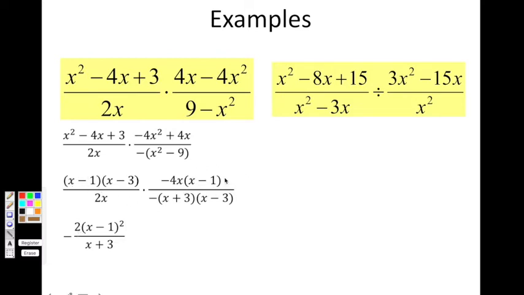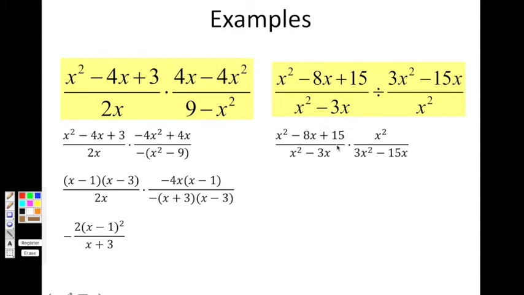Then I have x minus 1 and x minus 1, two of them. So x minus 1 squared all over x plus 3. Now let's take a look here. So I'm dividing, so I need to keep, change, flip. Now I need to factor. So I can factor this part here.